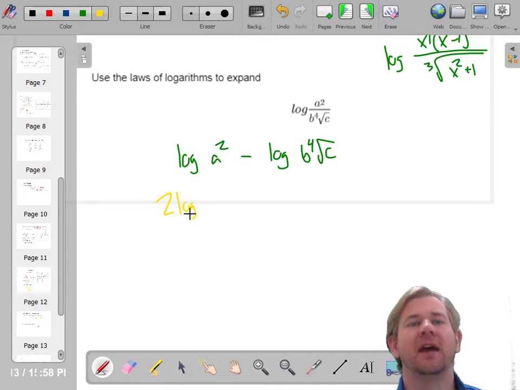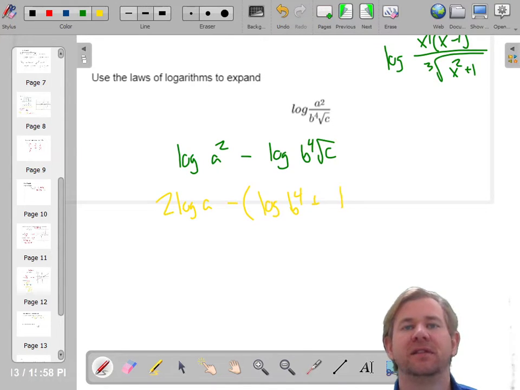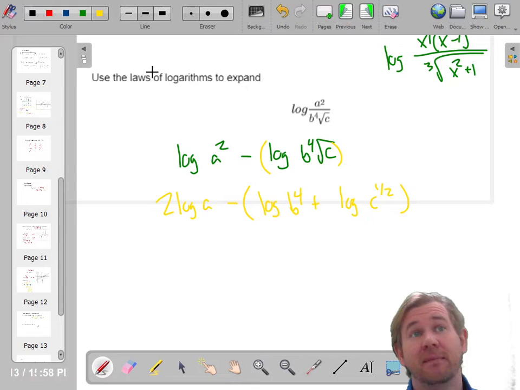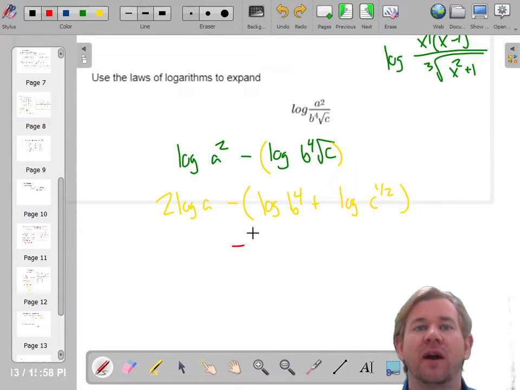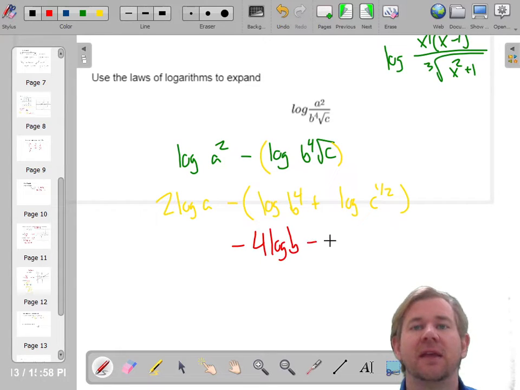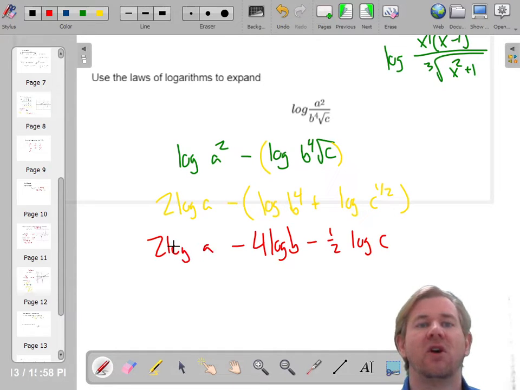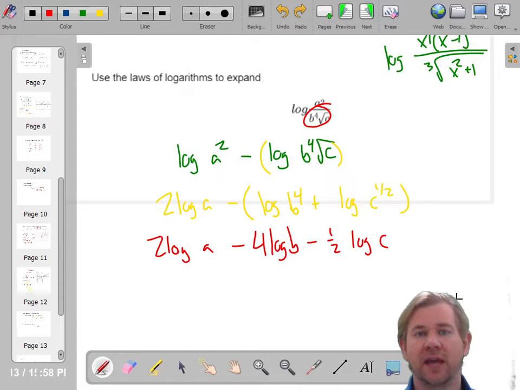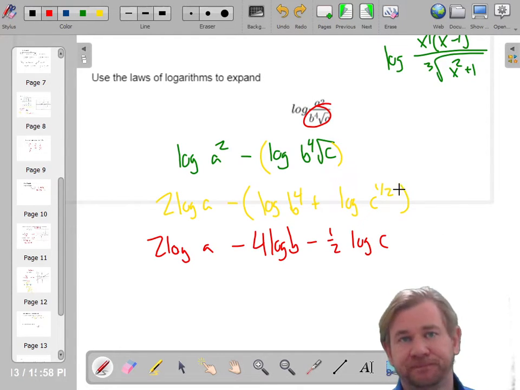Then I could bring the 2 down. I'll probably have to be careful here. B to the 4th plus the log of c to the 1/2. I'm going to do a couple things at once. First of all, you're subtracting this, so you better put parentheses because you're going to mess up the signs. That's the easiest thing to do. So this is minus, when I bring the 4 out, 4 log b, and then minus 1/2 log c. You got to remember to distribute. Because all of this is in the denominator, they should both be negative. So 2 log a minus 4 log b minus 1/2 log c.